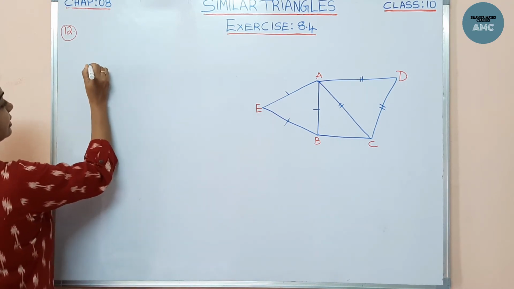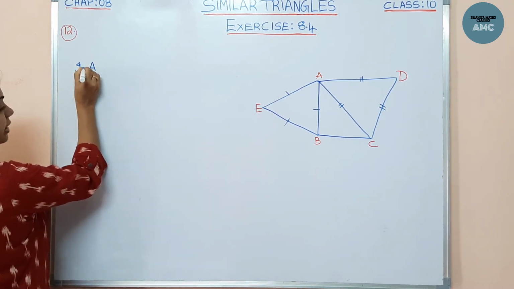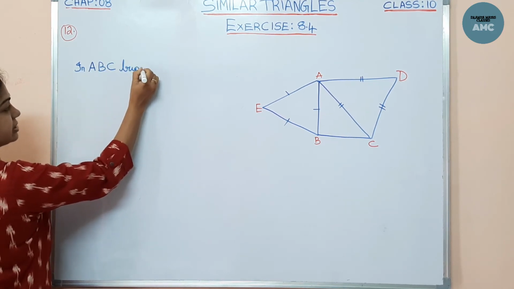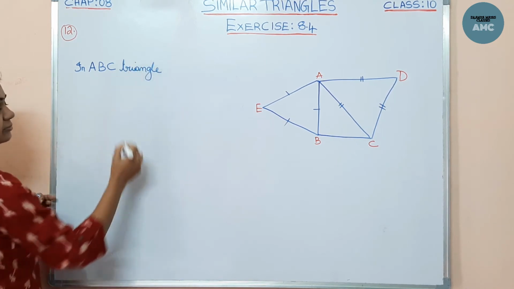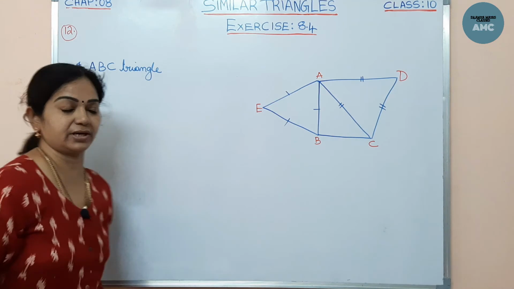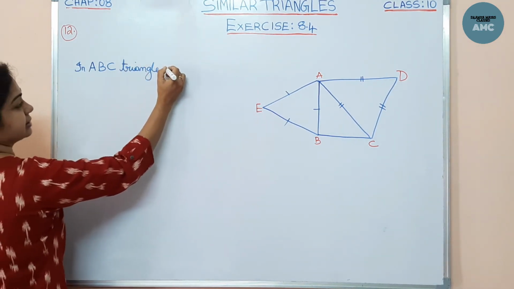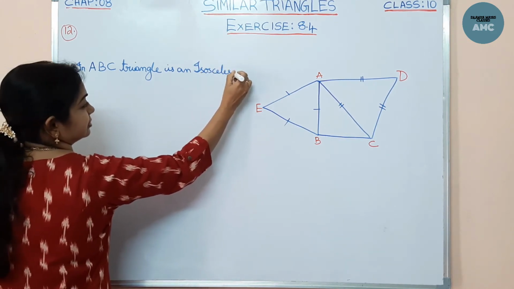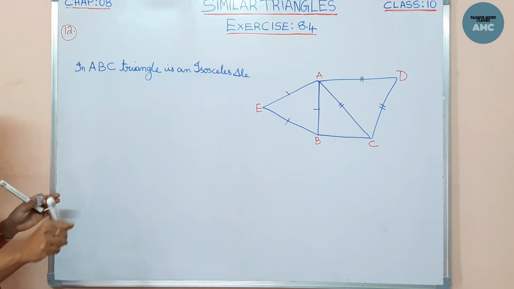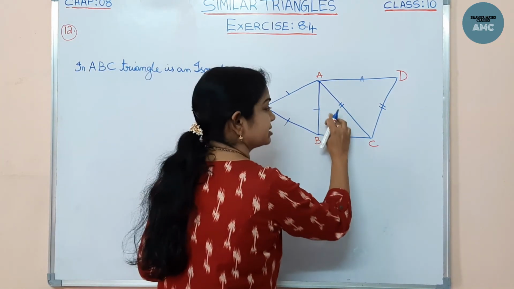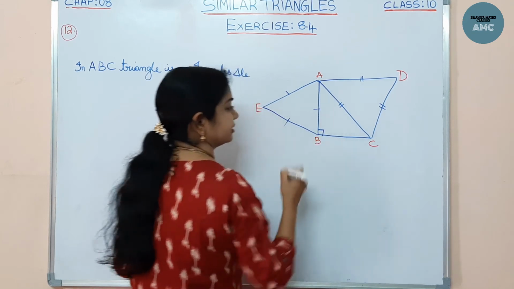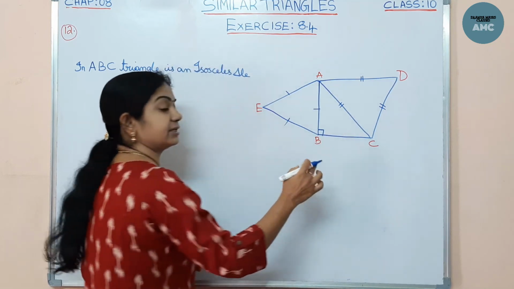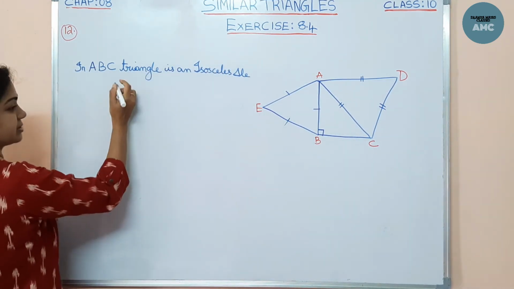Here we know that in triangle ABC, this is an isosceles triangle. ABC is an isosceles triangle, that is given, and right angled at B. That means this is an isosceles right angle triangle. Let me suppose two sides are equal, because AB and BC are equal to some A, I'll suppose, because it is an isosceles triangle.